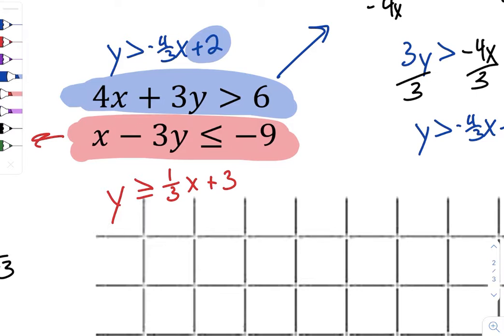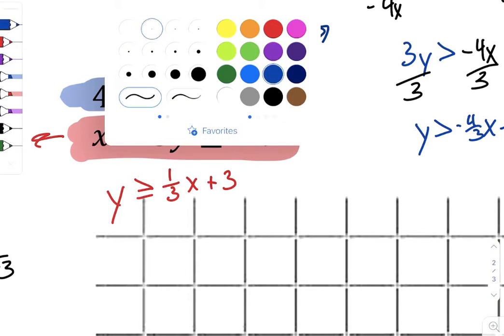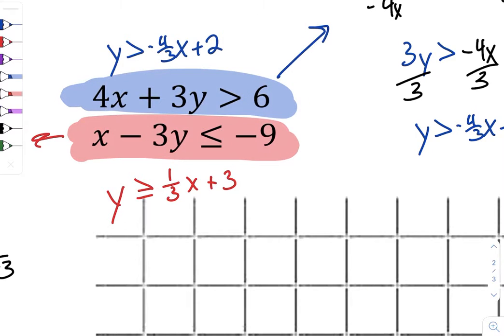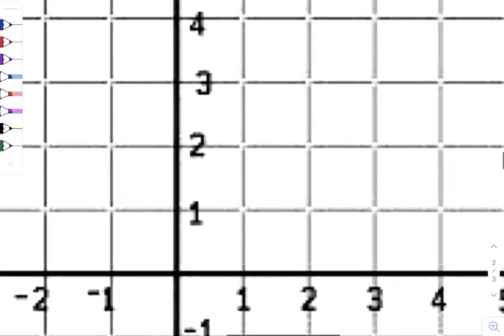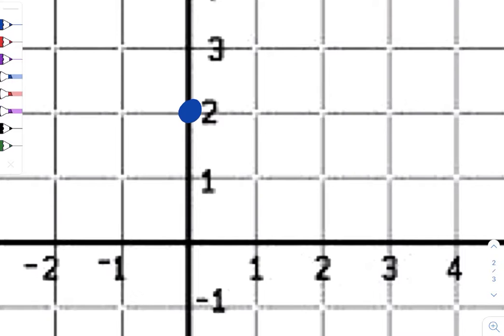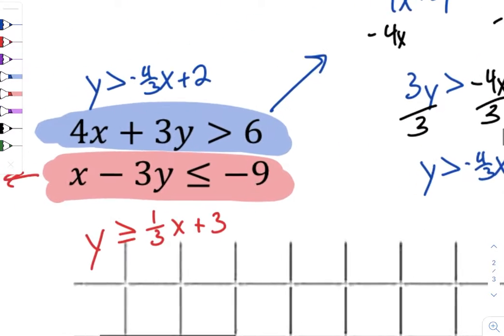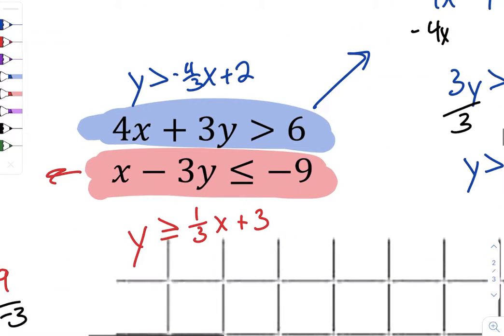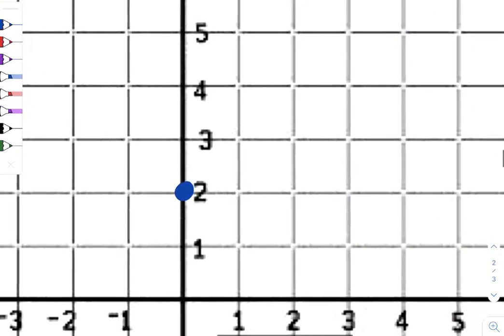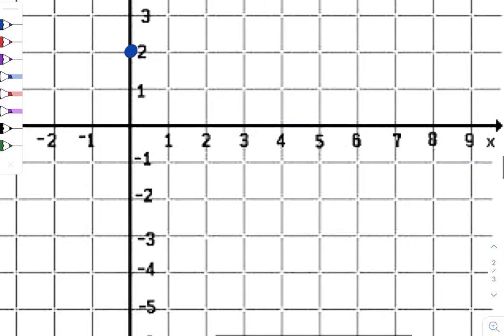First thing I do is look at the y-intercept. So I'm going to go ahead and get that positive 2 as my first point on the y-axis. And then I'm going to follow the slope, which is negative 4/3. So negative means I go down and to the right. 1, 2, 3, 4. 1, 2, 3.